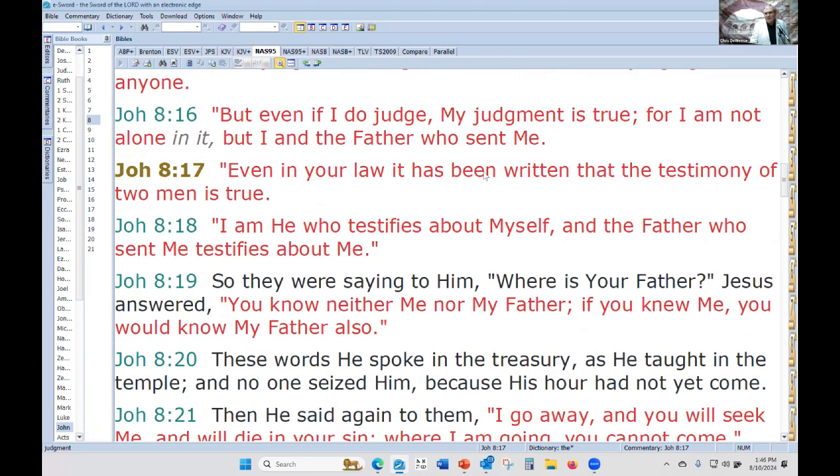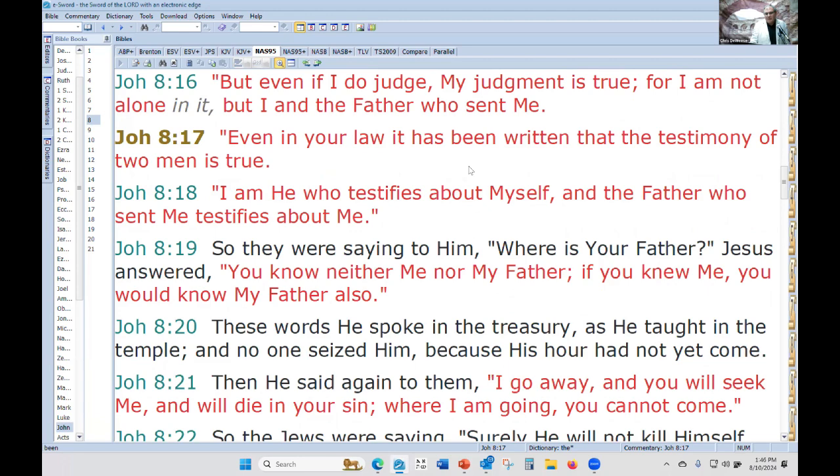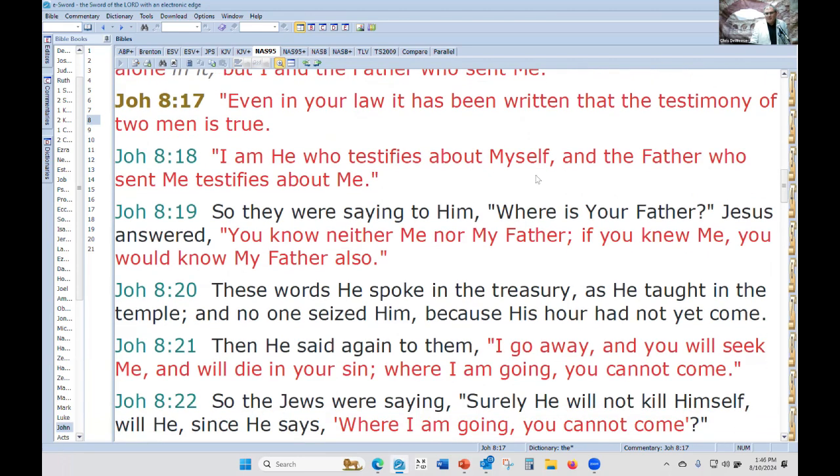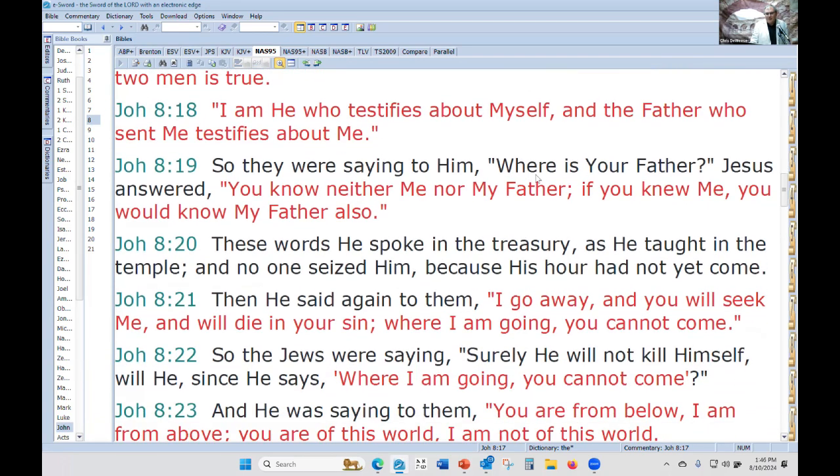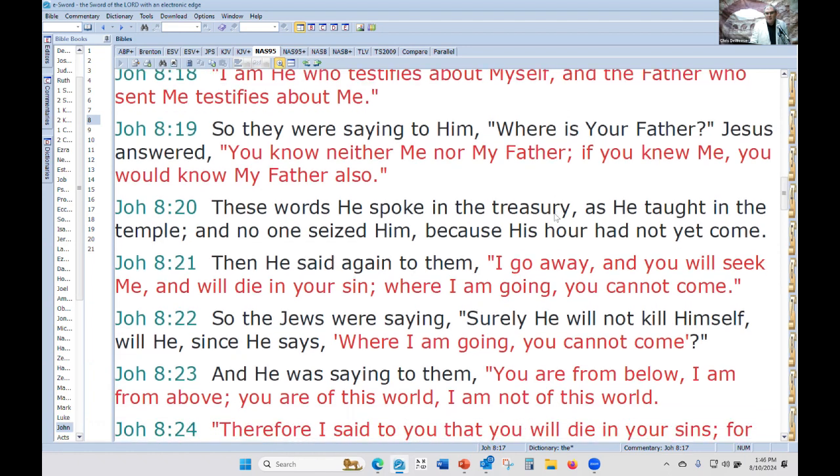But he goes and says, the testimony of two is true. I am he who testifies about myself, and the Father who sent me testifies about me. So they were saying to him, where is your Father? Yeshua answered, you neither know me nor my Father. If you knew me, you would know my Father also.